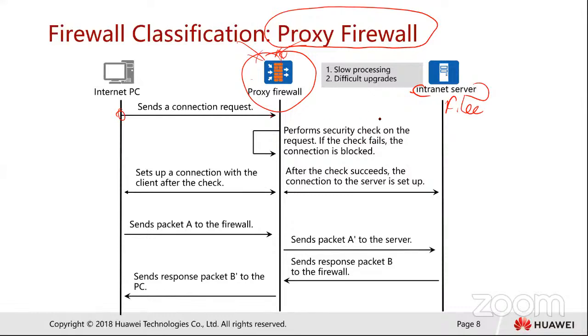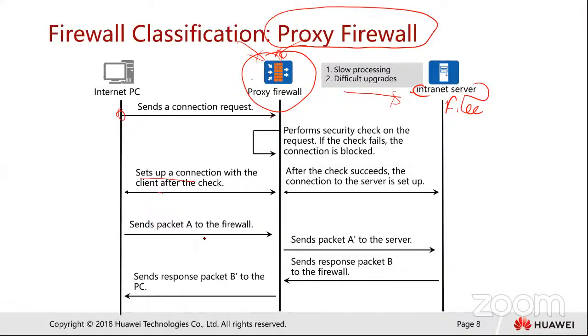But if it is allowed, it will go ahead and tell this guy, hey, there's someone I know who wants to establish a connection with you on his behalf. So after this guy responds to the firewall and says the check succeeds, the connection to the server is set up, and then this guy will also come back here and notify, hey, you initiated the connection, I want to let you know that the connection with the client after the check is set up, so we can now communicate.